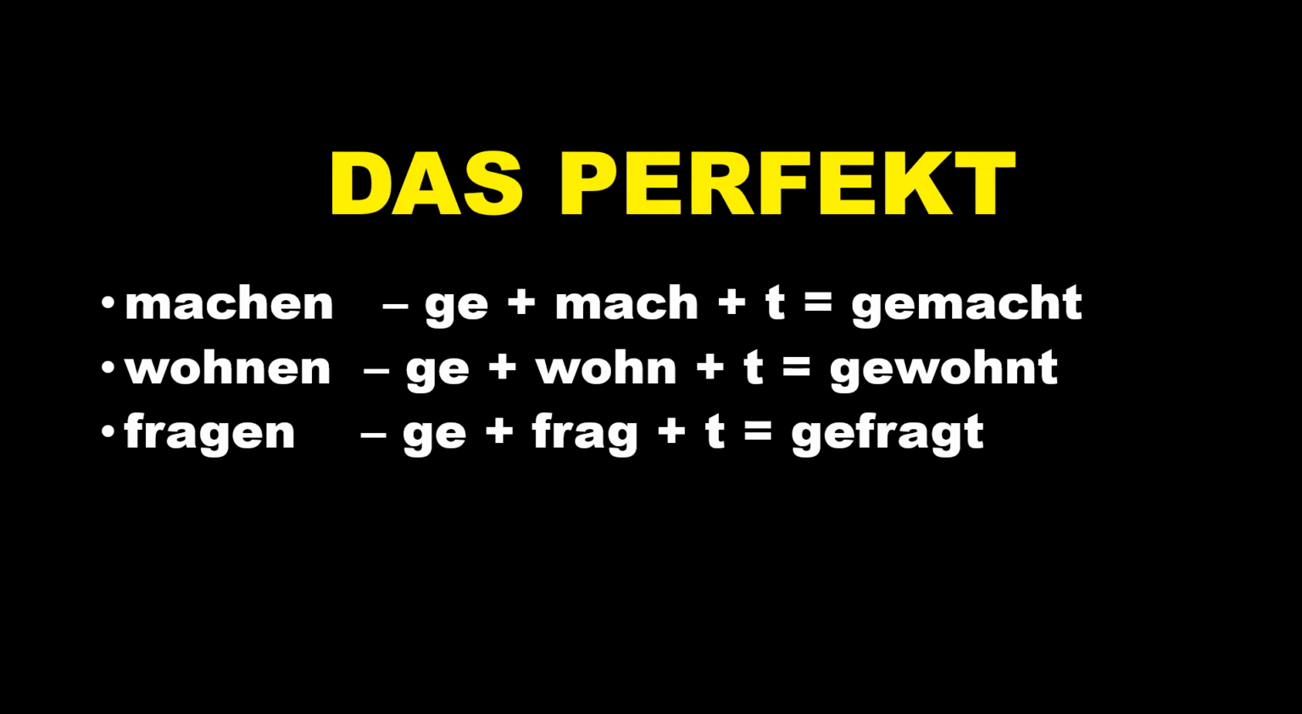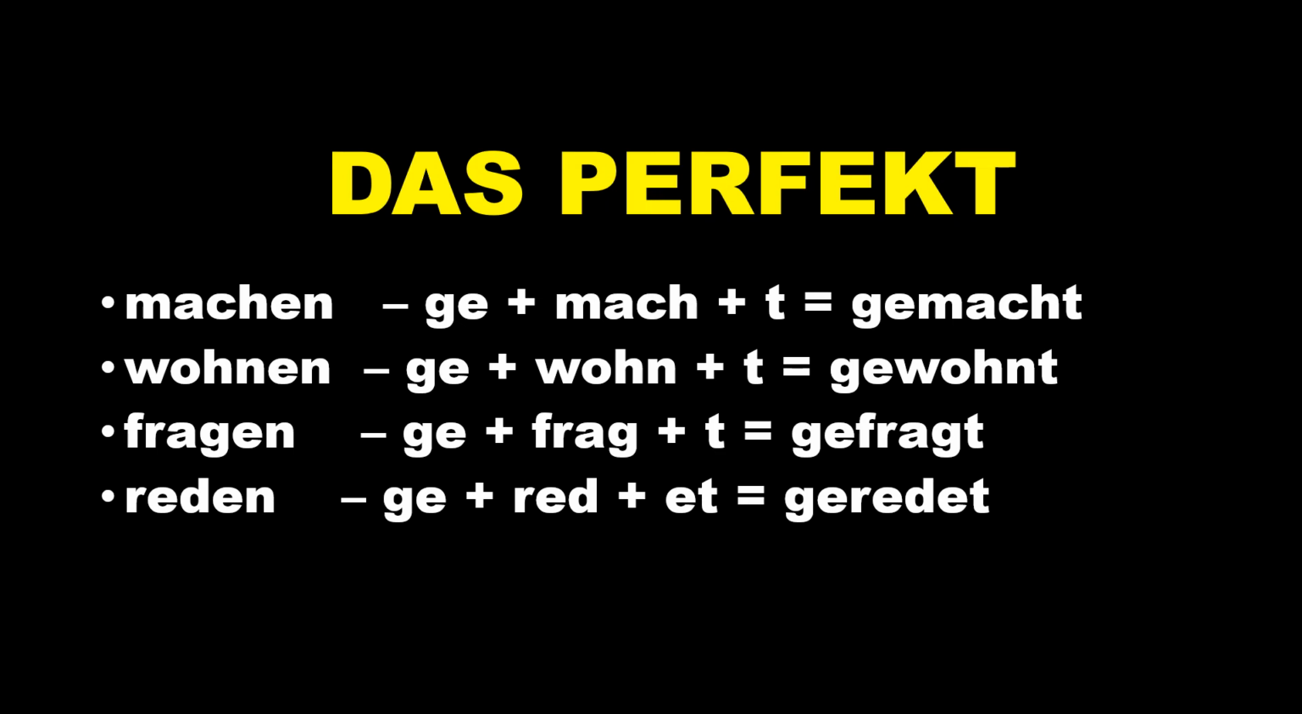Now the next verb is fragen. Again frag will be the basic form. So ge plus frag plus t. So we'll get the Partizip II form gefragt. The next verb is reden. Ge plus red plus et. The participle form will be geredet.